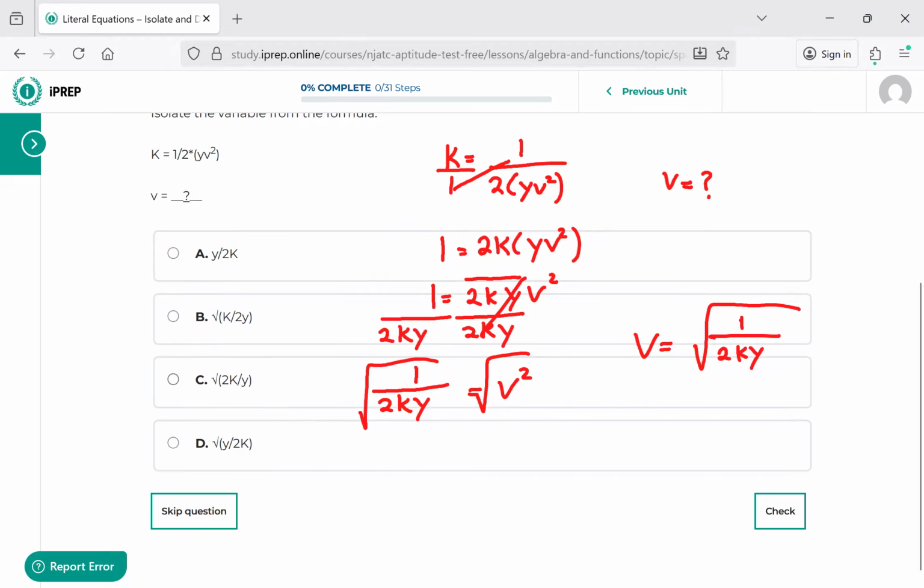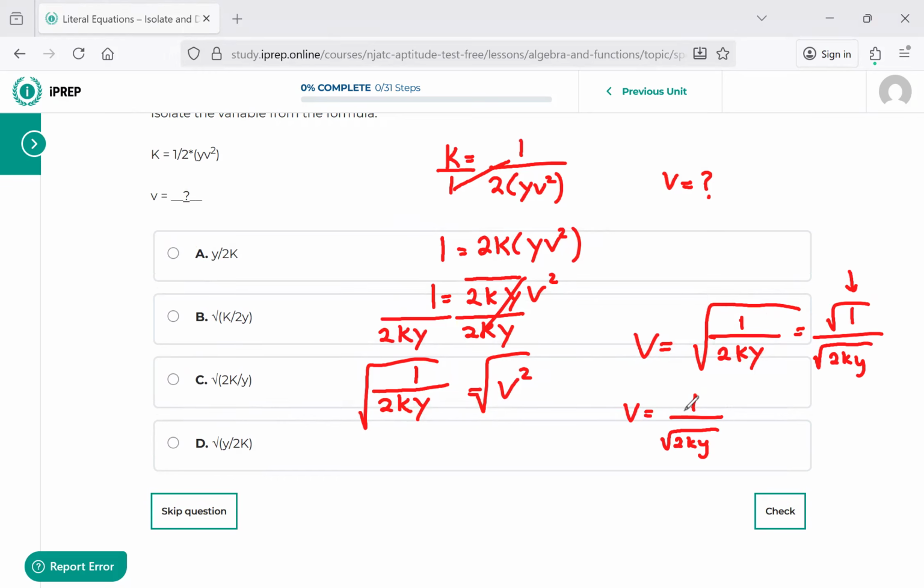I think they simplified this. I know what they did. So did you know this thing, square root of this whole thing is the same thing as square root of 1 over square root of 2ky. And then the square root of 1 is the same thing as 1. So it's 1 over square root of 2ky.